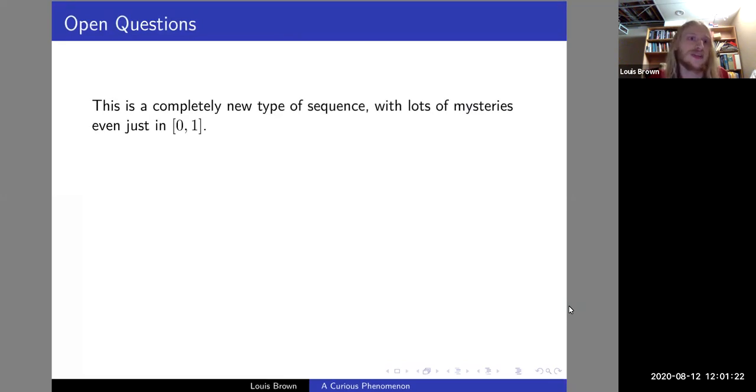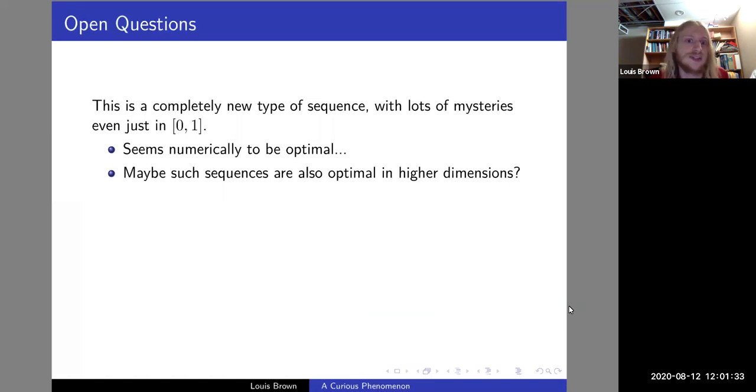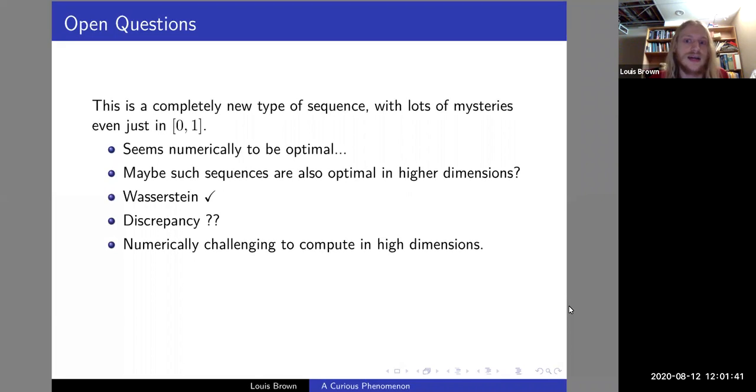So there are many open questions here. This is a completely new type of sequence. There are lots of mysteries, even just in the unit interval. It seems numerically to be optimal, so maybe such sequences are also optimal in higher dimensions. We know that they are for Wasserstein distance, but we don't know about discrepancy. And it's numerically challenging to compute in higher dimensions, so it's hard to get good empirics on this.